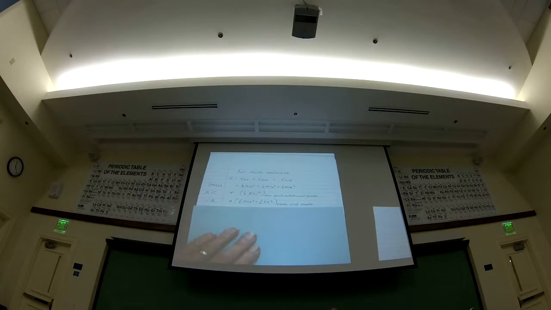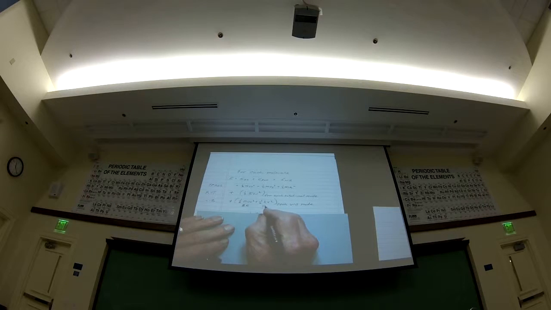So this is kinetic energy, and this is potential energy. This is Hooke's law constant. So the classical equipartition theorem requires that the energy stored in these repositories on average be 1/2 kT for each quadratic term.